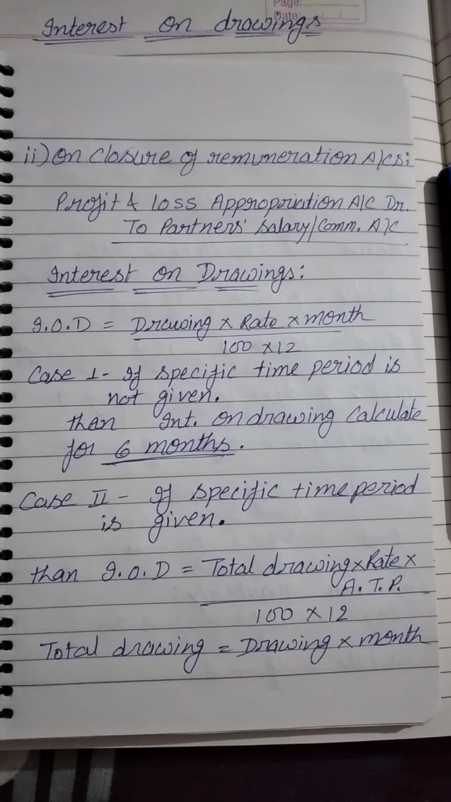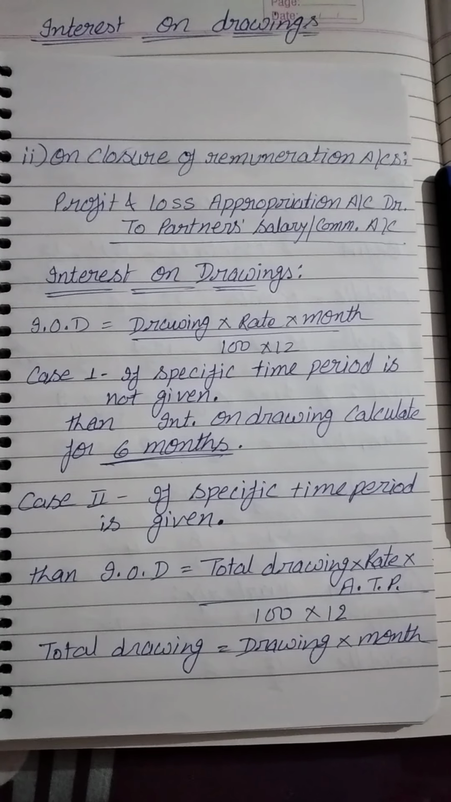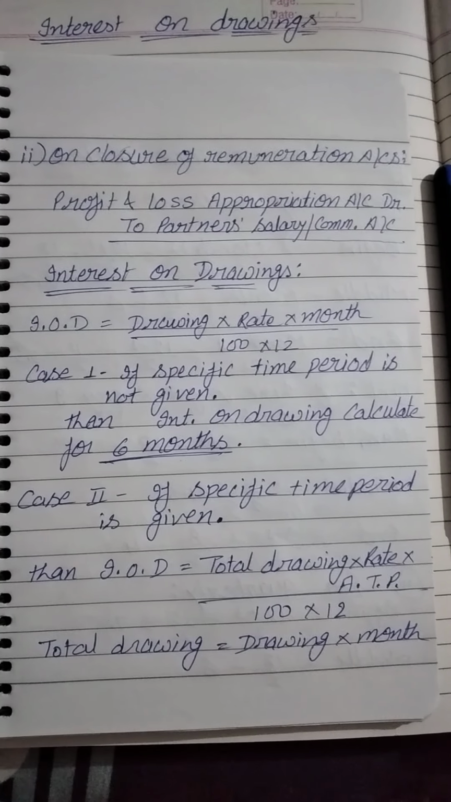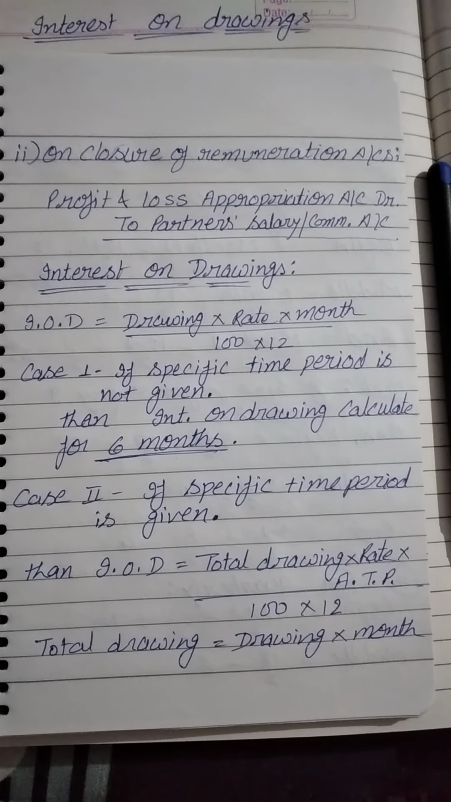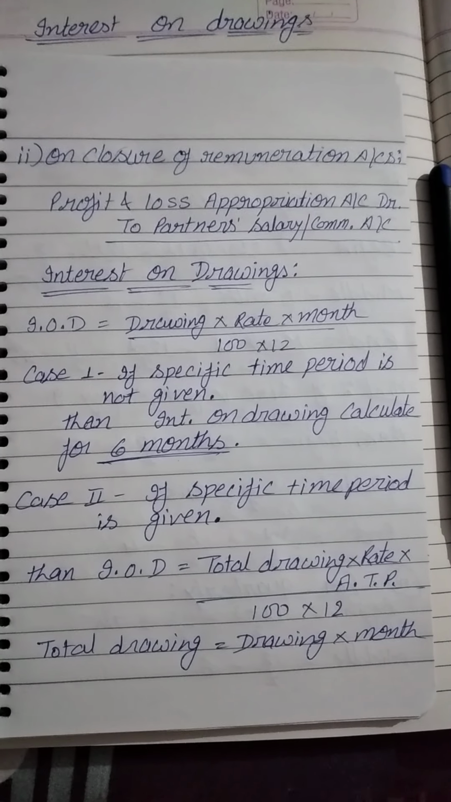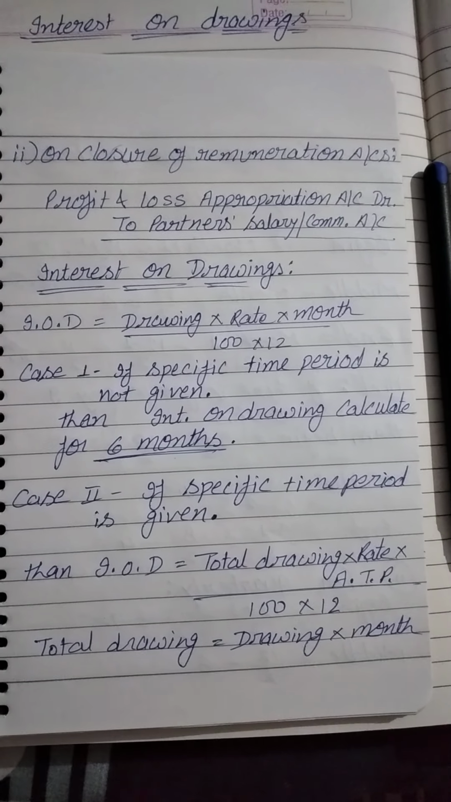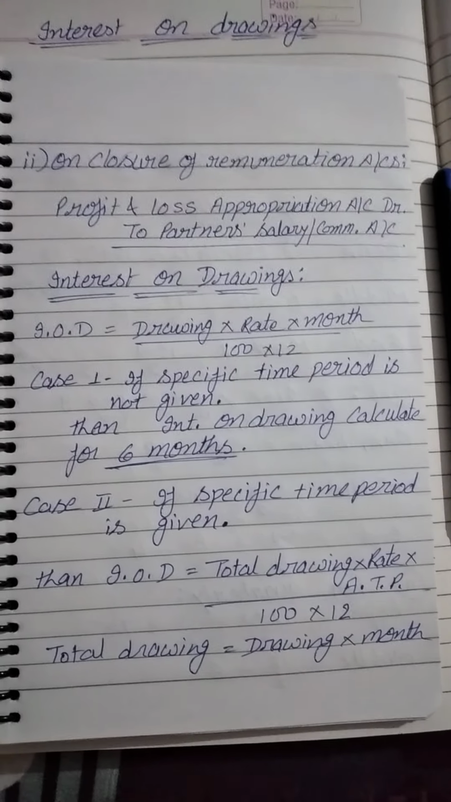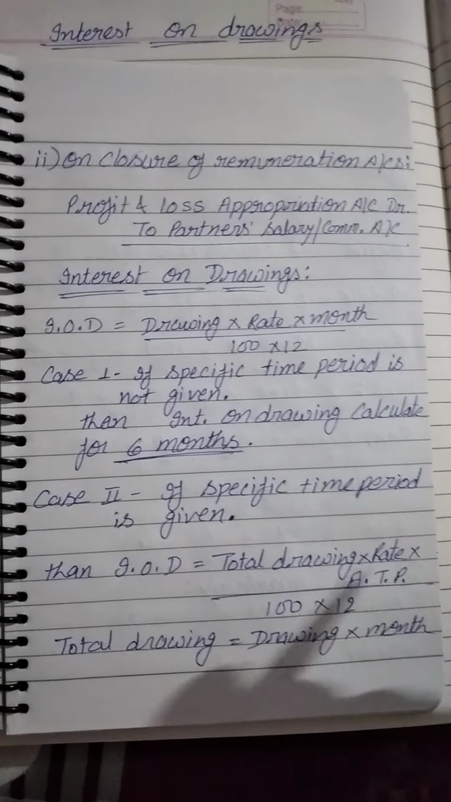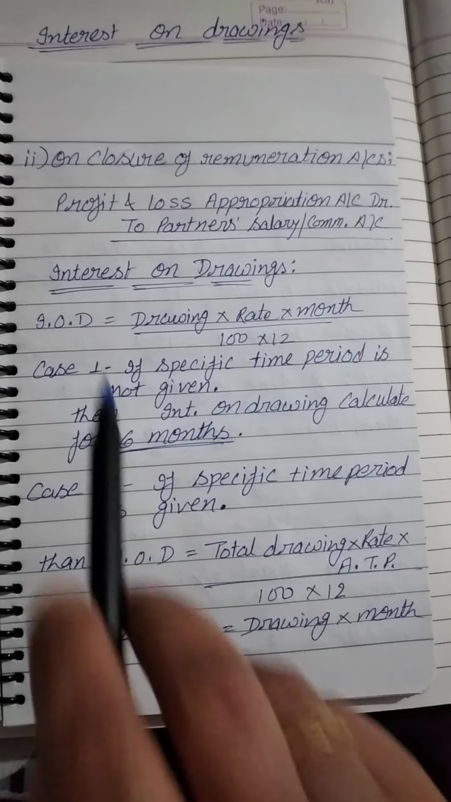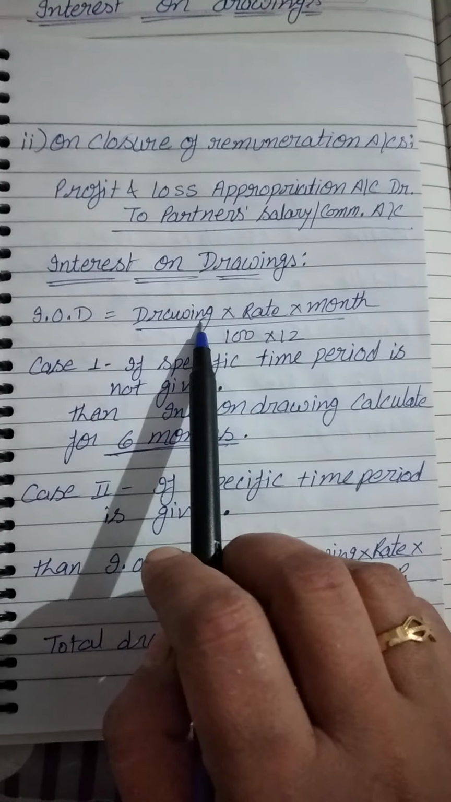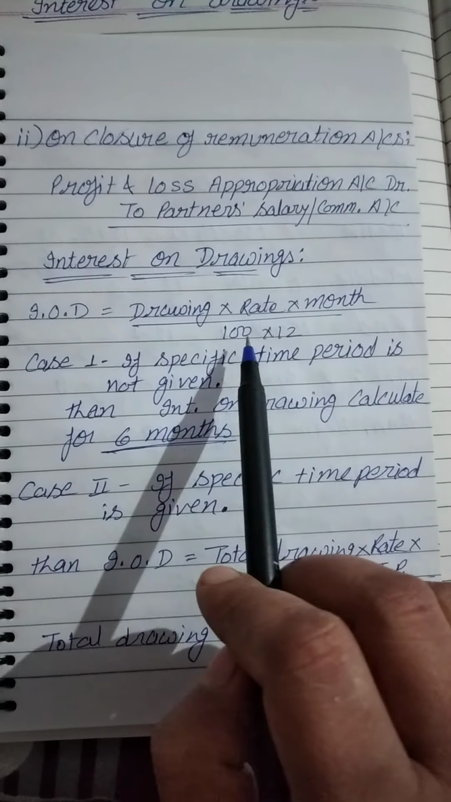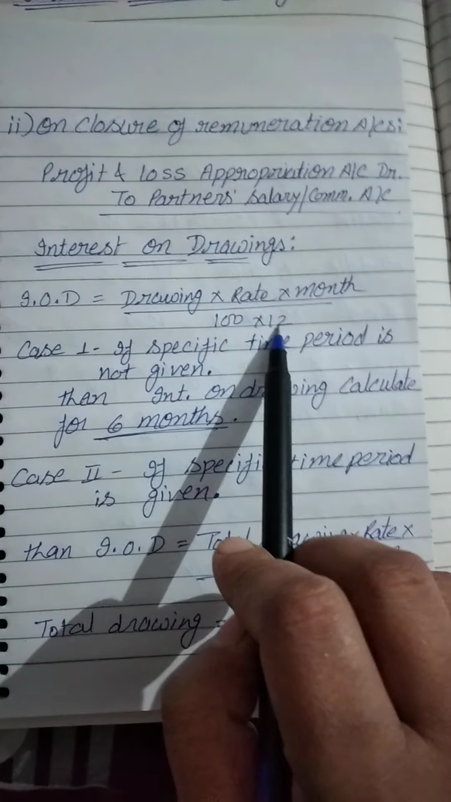Interest on drawing is an income, that's why it comes on the credit side of the profit and loss appropriation account. According to their nature, all income and gains are credit. There are three cases related to interest on drawing. Firstly, the formula is interest on drawing is equal to drawing into rate into months upon 100 into 12.